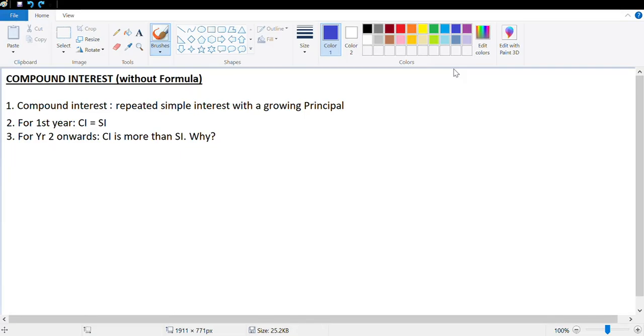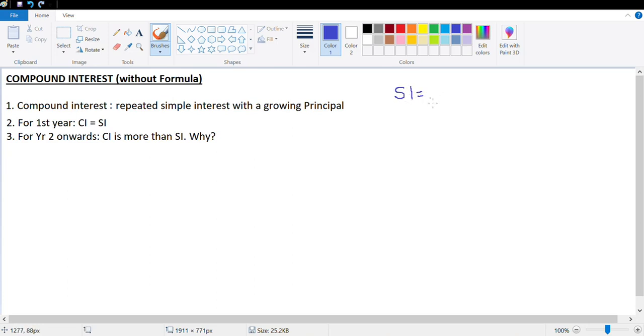Hi guys, let's start a new chapter which is called compound interest. Now this year you have two chapters on compound interest, one without formula and the other one with formula. So we start with compound interest without formula. Before we start, let's quickly revise simple interest.